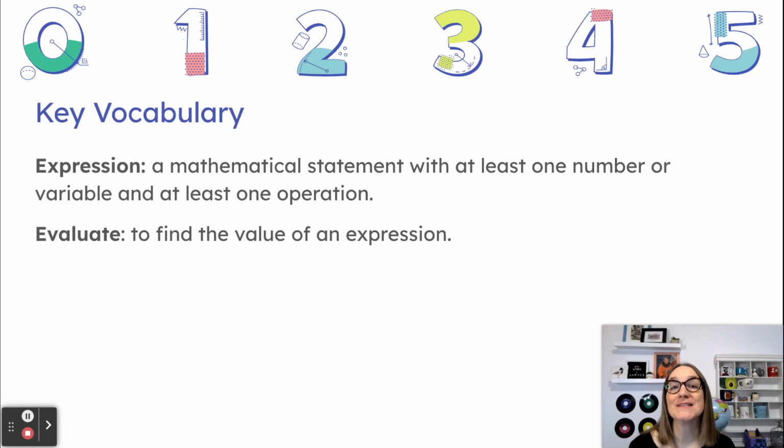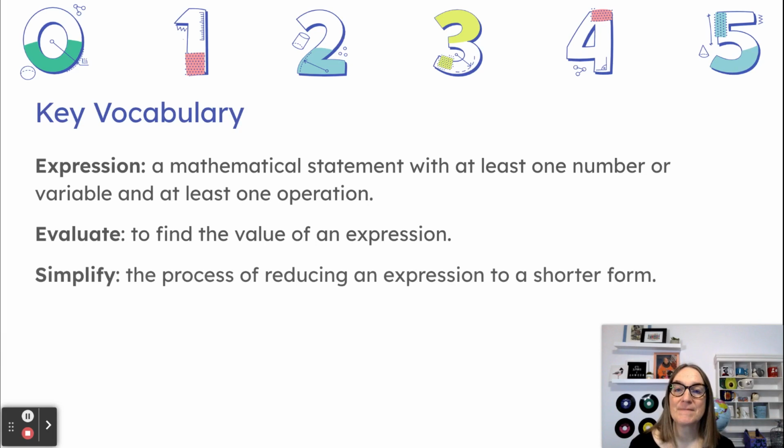Next, let's review what simplifying means. Simplifying is the process of reducing an expression to a shorter and shorter form to make it easier to work with. So when we calculate the answer to an expression, we evaluate and then simplify that expression.